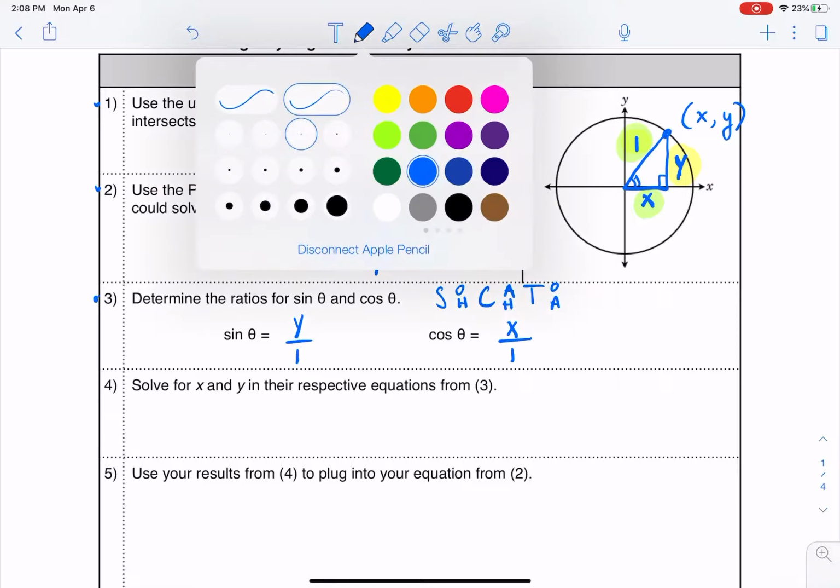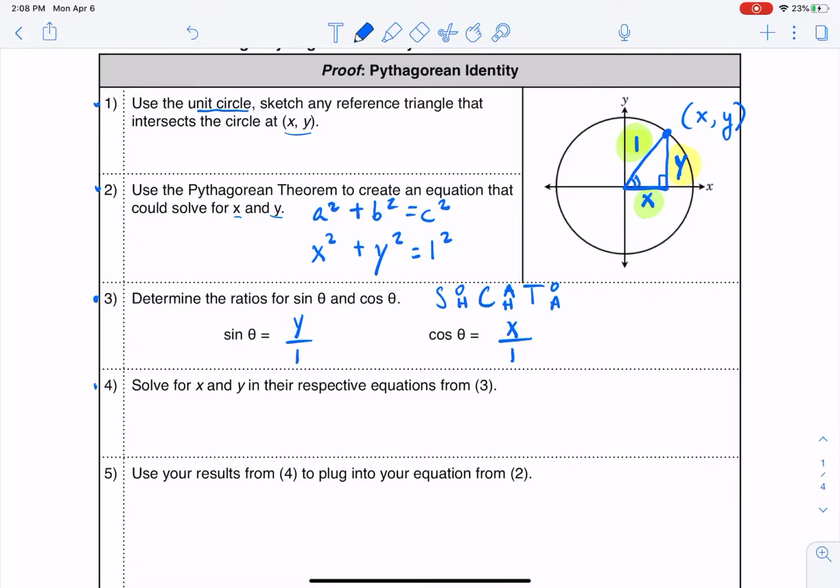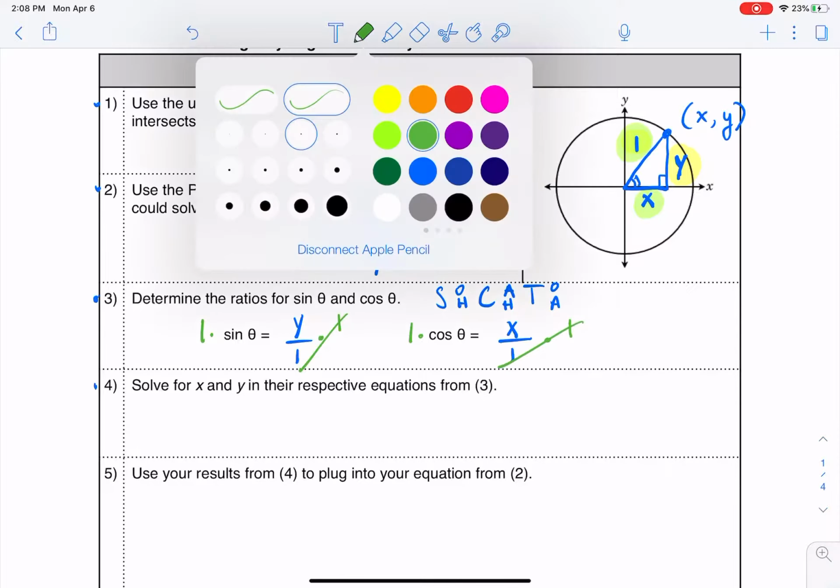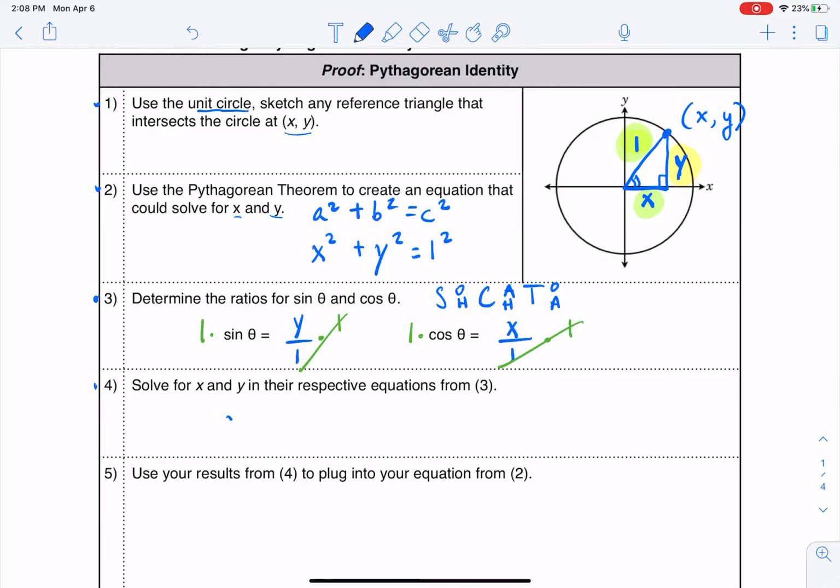Okay, so let's move on to part 4 of the proof. Solve for x and y in their respective equations from part 3. Well, hopefully you see that this is a pretty simple equation to solve in that I could multiply by 1 on both sides. It's really unnecessary, but we can still show it. And solving those equations, I'll get that y is equal to sine of theta and x is equal to cosine of theta.